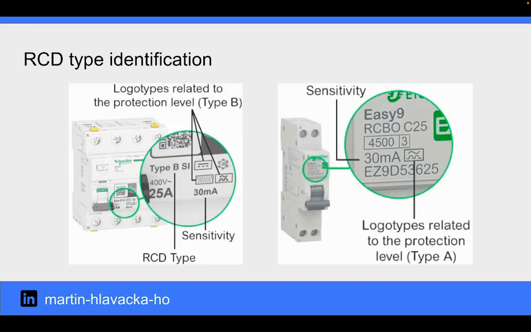Each type of RCD is easy to identify as it is written on the product with a specific logo related to the level of protection. As you can see in the image, the Type B and Type F logos can also have an all-in-one representation.